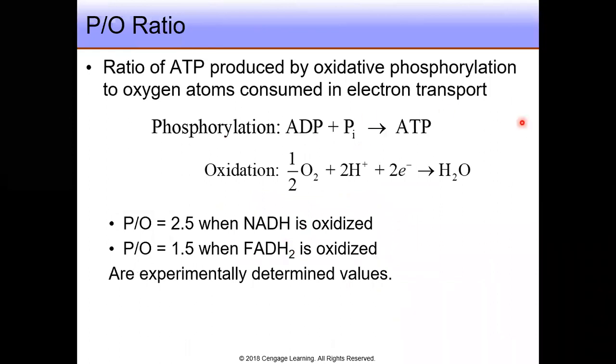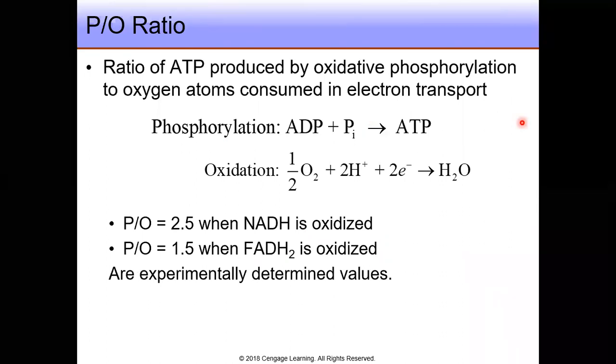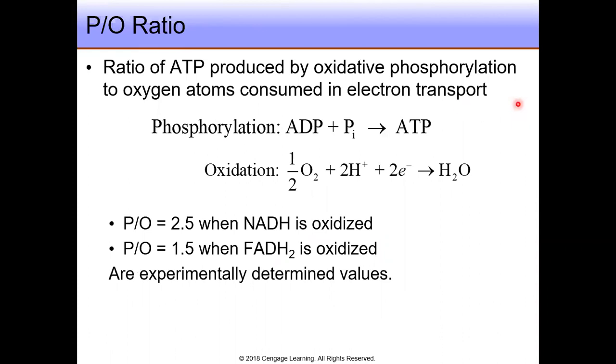Now, also there is a term called the P/O ratio, which is used to indicate the coupling of ATP production to electron transport. The P/O ratio gives the number of moles of Pi consumed in the phosphorylation of ADP to ATP for each mole of oxygen atoms consumed in this oxidation reaction, where oxygen is the oxidizing agent, but it is reduced to water.